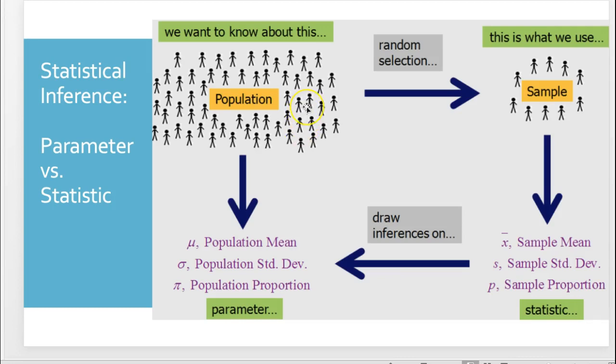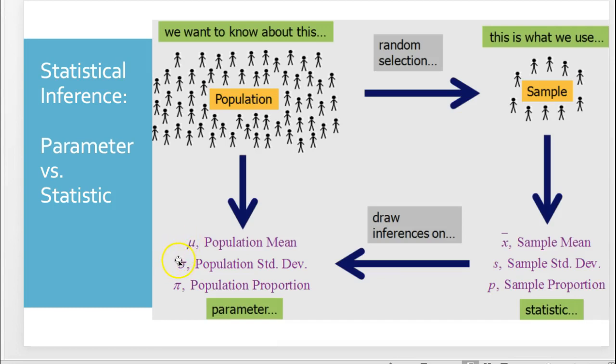We want to collect some measure from this population. Usually we want to take a measurement of the population. So we have the population mean, which is denoted with the Greek letter mu, population standard deviation, which is denoted with the Greek letter sigma, and population proportion, which is the Greek letter pi. But our book doesn't use pi, they just use p for proportion. So population mean, and of course the notation is different here.